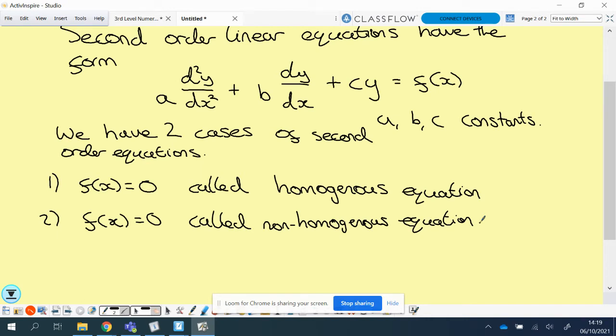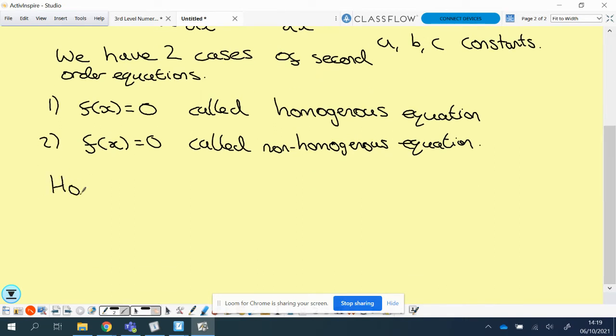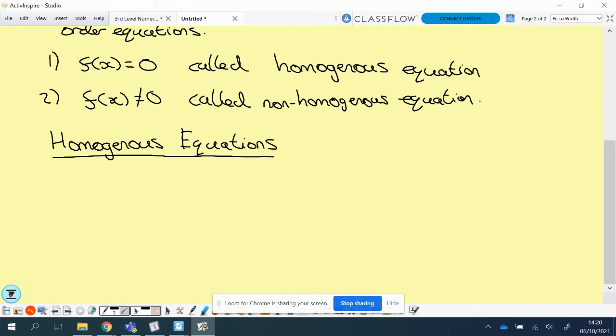So let's start off with homogeneous equations. Because it's homogeneous, we're only looking at equations today of the form a d squared y by dx squared plus b dy by dx plus c y equals 0. So we're just going to focus on the right hand side of 0 today.